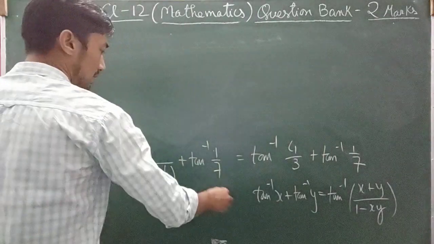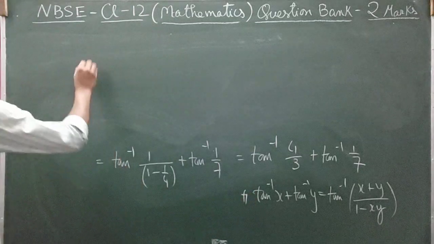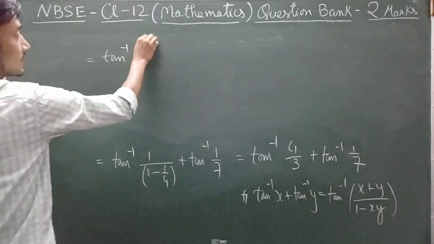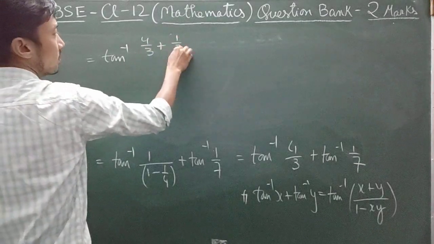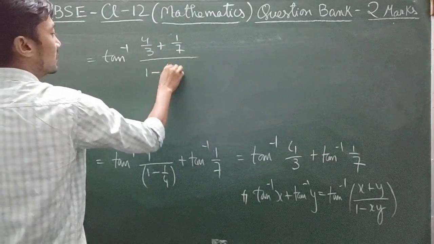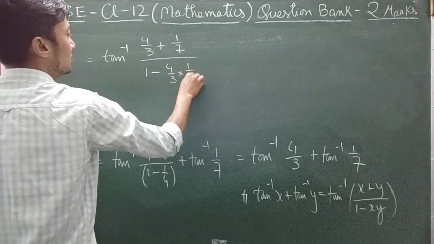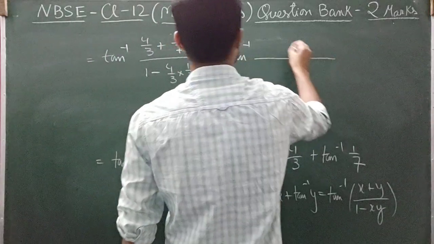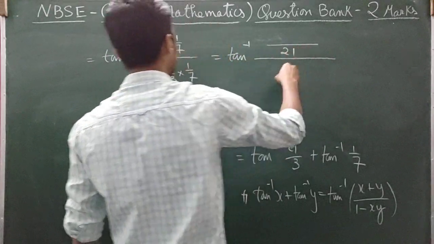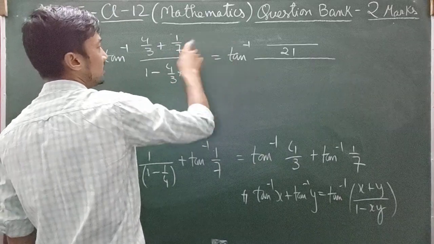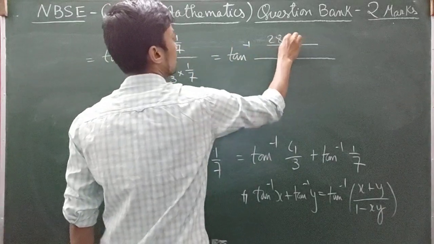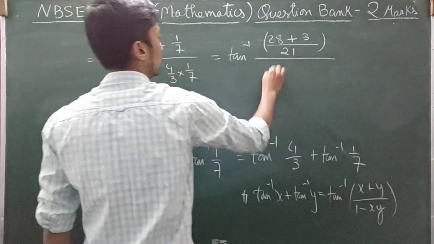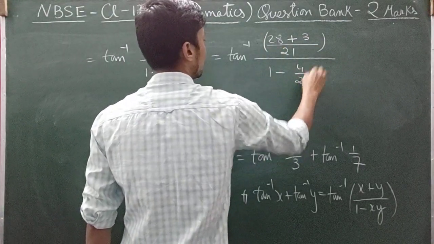So continuing using this particular formula there, that will be tan inverse of (x plus y) divided by (1 minus x into y). So that will be tan inverse, taking the LCM, 21: 3 sevens are 21, 4 sevens are 28, plus 7 threes are 21, over 1 minus 4 by 21.